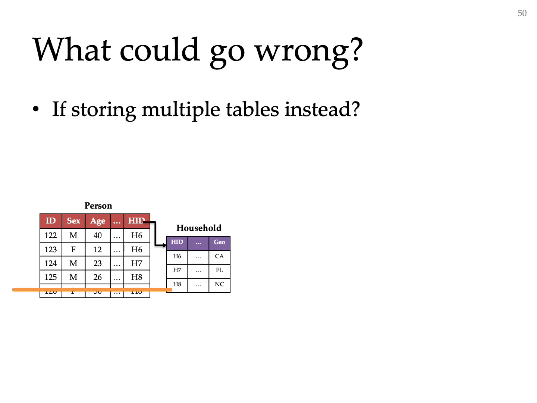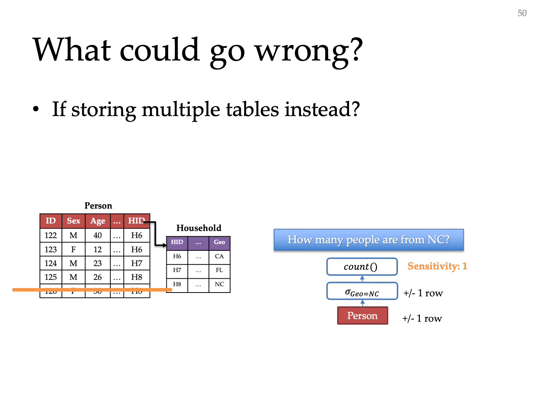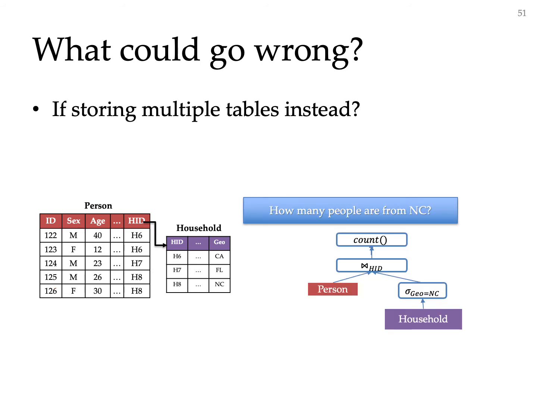Similarly, if we follow the same query execution plan as we discussed in previous slides, we can obtain the sensitivity as 1. Since adding or removing one of the rows in the person data, the query output changes at most 1. Now, what if we remove one row from the household table instead of the person table? To analyze this, we rewrite another query plan.